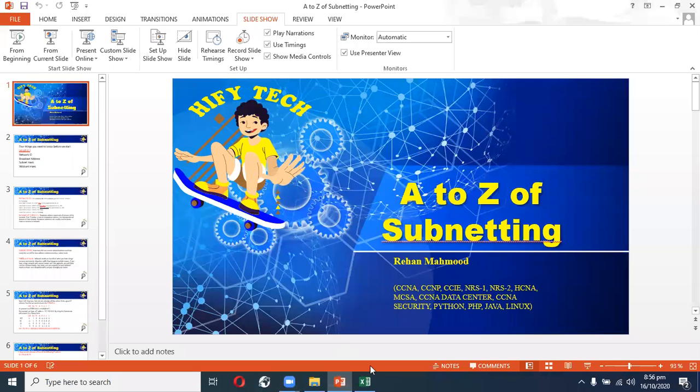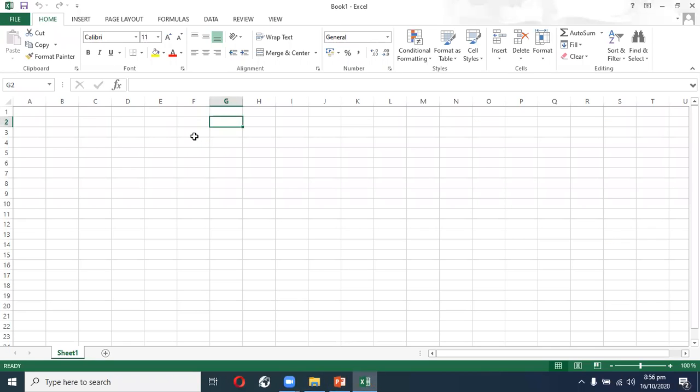The first thing you need to learn in subnetting is how to convert an IP address into a binary number. For this, we use a formula which is a multiple of 2. For example, 1, 1 multiplied by 2 is 2, 2 multiplied by 2 is 4, and so on. 8, 16, 32, 64, and 128. Let's take an IP address.